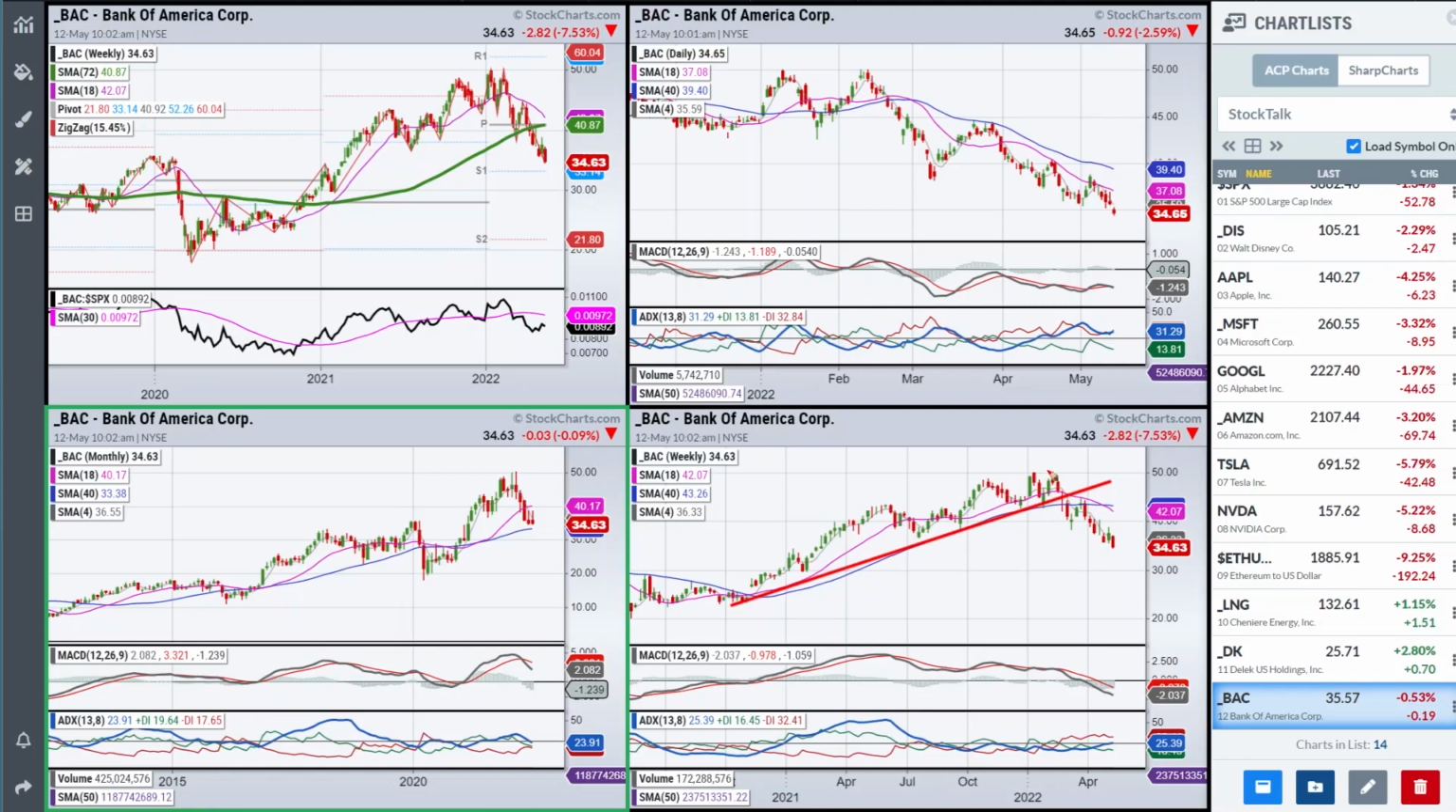So again, we have a trend line in place here. Don't do anything reckless unless you want to be a trader. We are coming into price support, so there's not a lot of downside here.